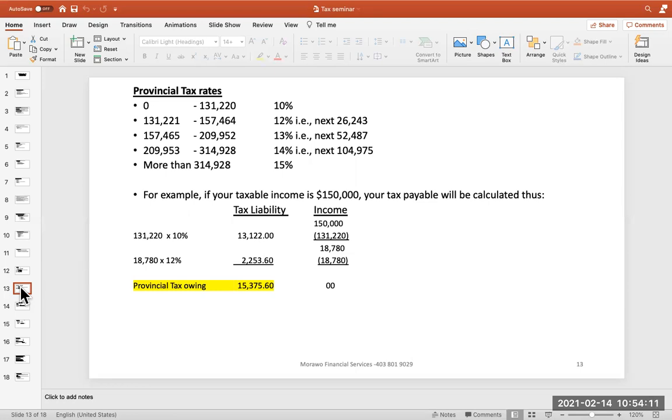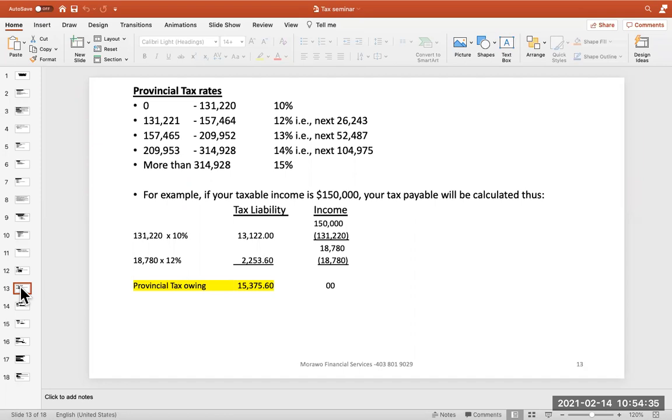Then if you earn more than that, the next 26,243 beyond 131,220, we charge you 12%. If you have more than that, again, we charge you 13% for the next $52,487.